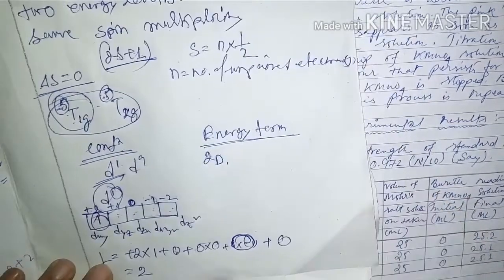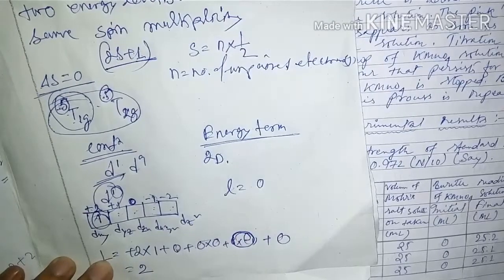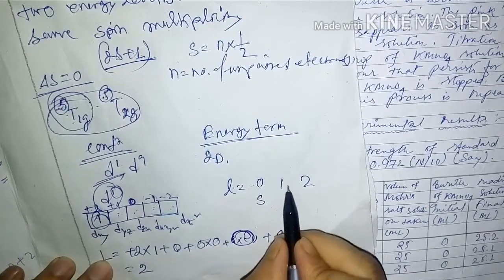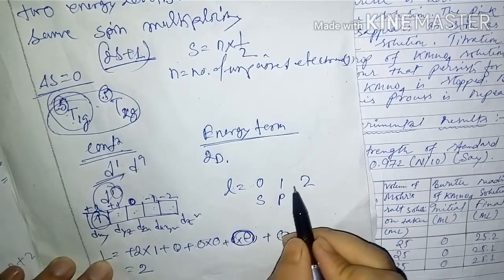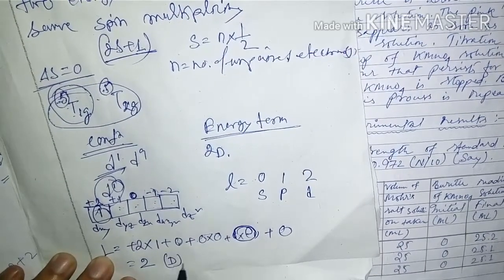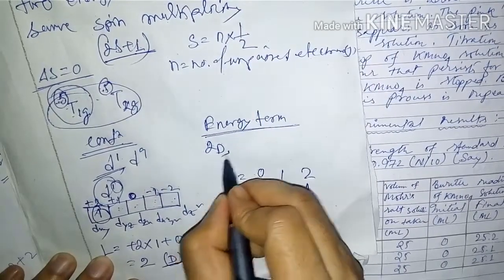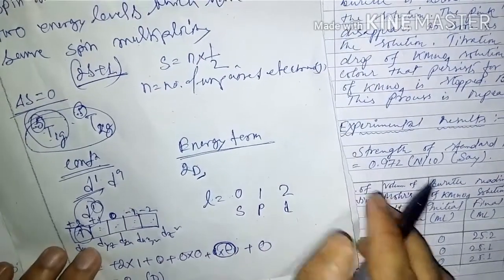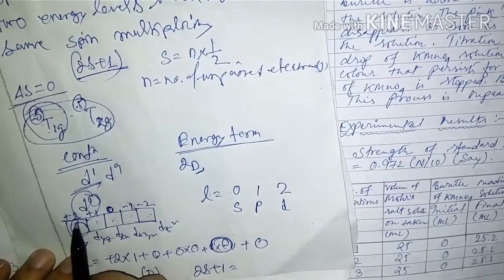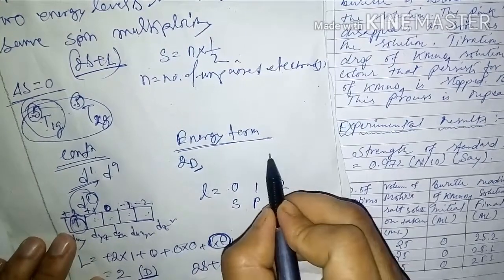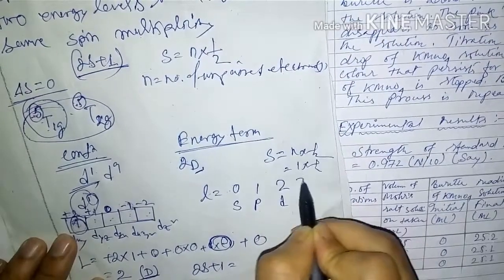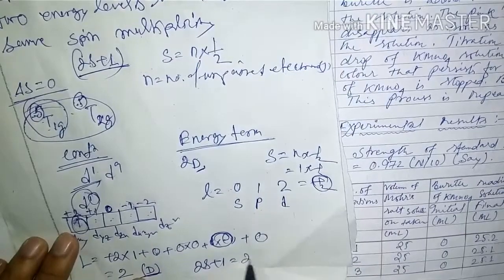Now, if the L value is 0, you write S. If the L value is 1, you write P. If the L value is 2, then you write D. So this energy state is D. Now what about the spin multiplicity? It is 2S plus 1. Here how many unpaired electrons? Only one unpaired electron. The spin S equals n times 1 by 2, so n equals 1, giving half. This half has to be put here in 2S plus 1.